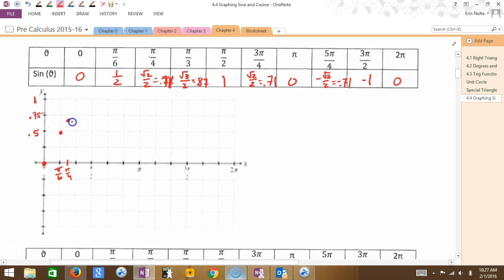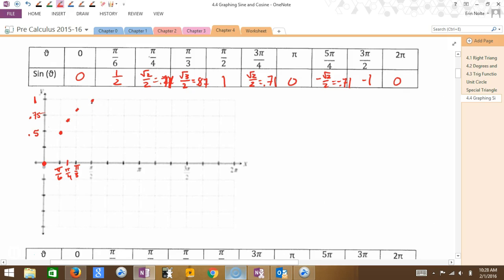Okay. Then I'm going to pi over 3. So at pi over 3, this first or second increment is exactly pi over 3. I'm going to go up to 0.87. So that's right about there-ish. Okay. And then at pi over 2, I'm going to go up to 1.